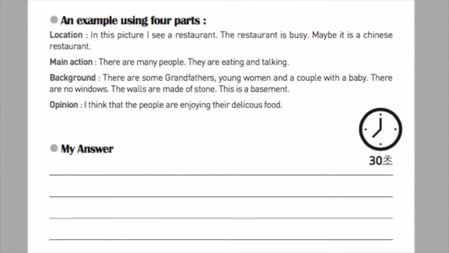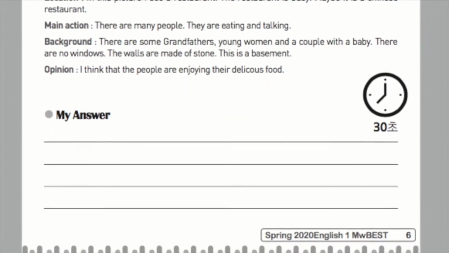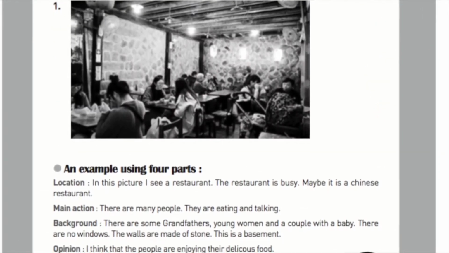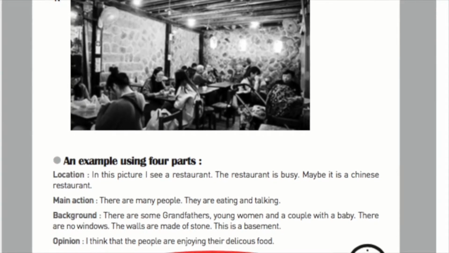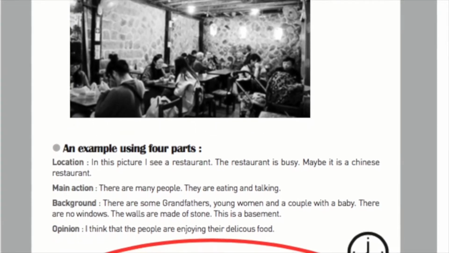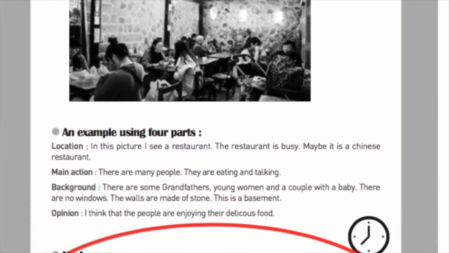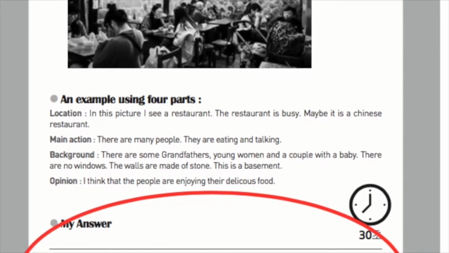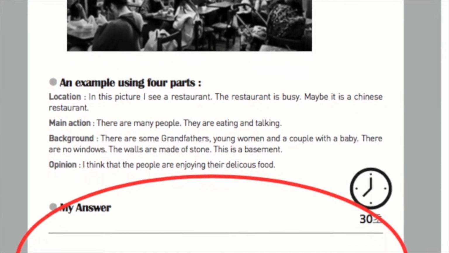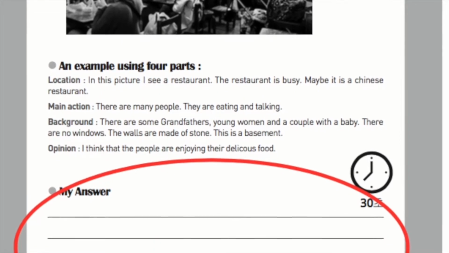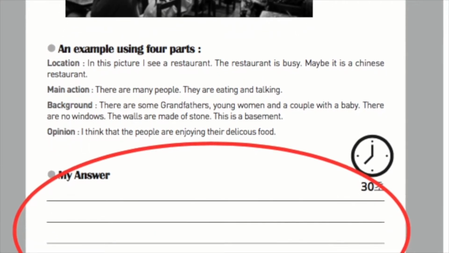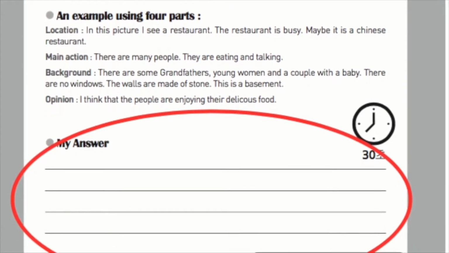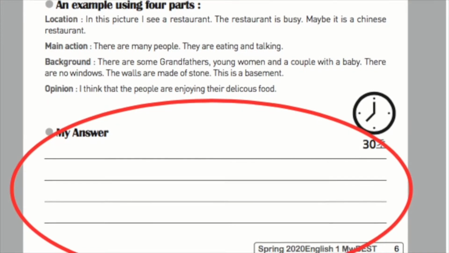While you're listening to this video, I would like you to write down some ideas on these 4 black lines. If you write down some ideas, you can memorize them for when you take the speaking test later. If you write down ideas, it will be very useful for the speaking test. You should write 4 to 6 sentences.